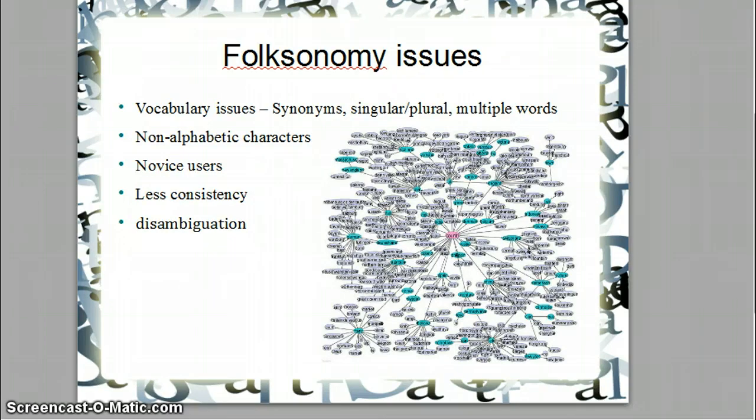Disambiguation is a problem. If you were to use the word lemon, there's no way to tell whether you're talking about the fruit or a beat-up car.